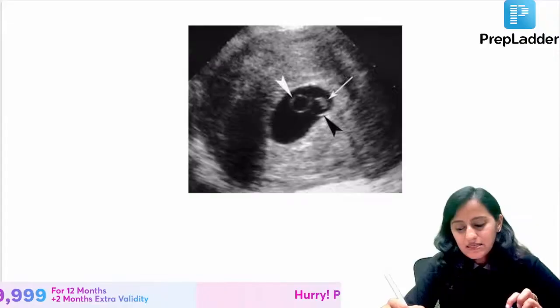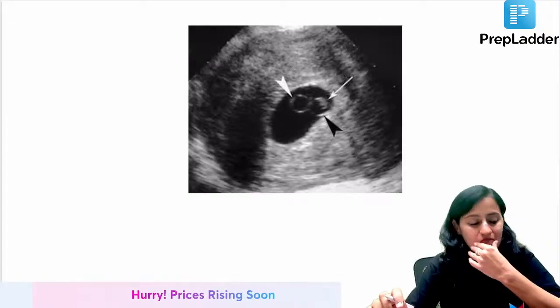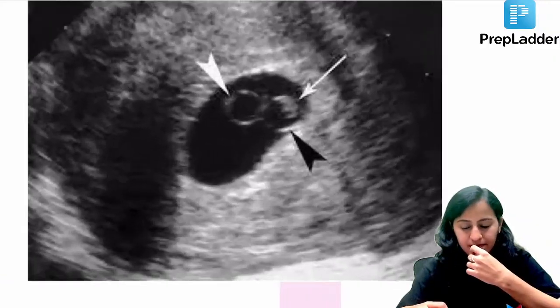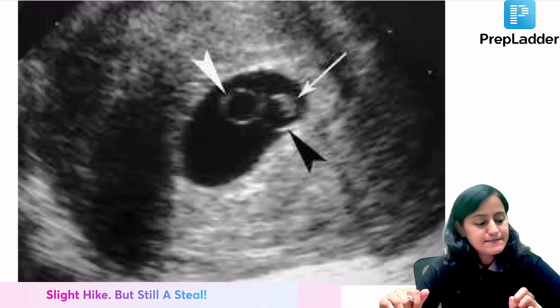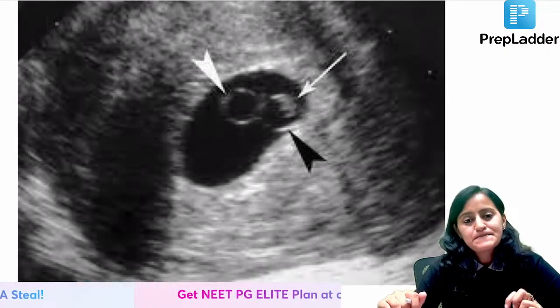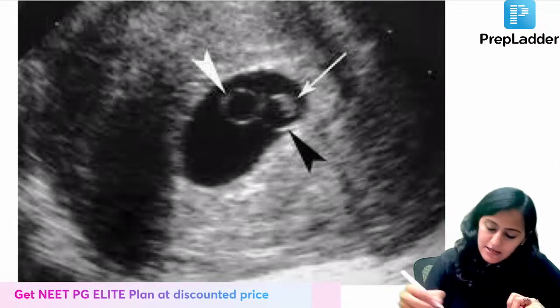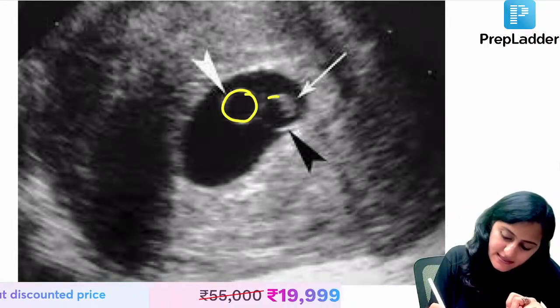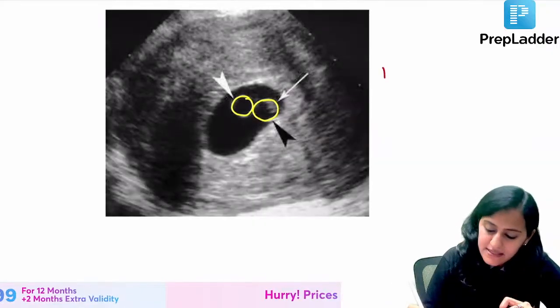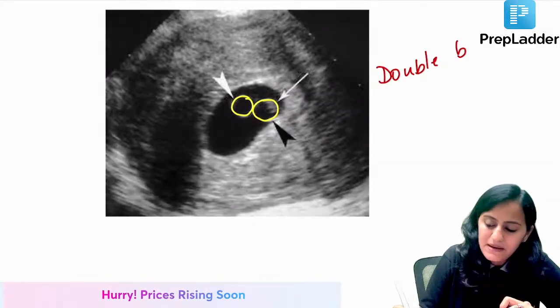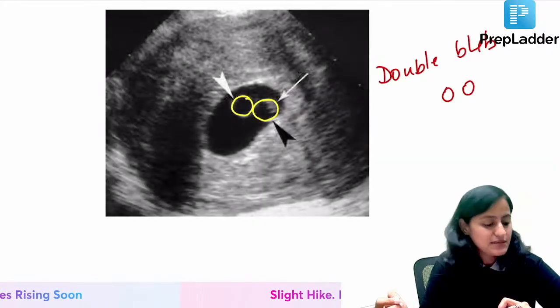What are you seeing here in this image? In early pregnancy, what is this? Very good. You can see two circles here. This is the double bleb sign, the two circles that you are seeing there.